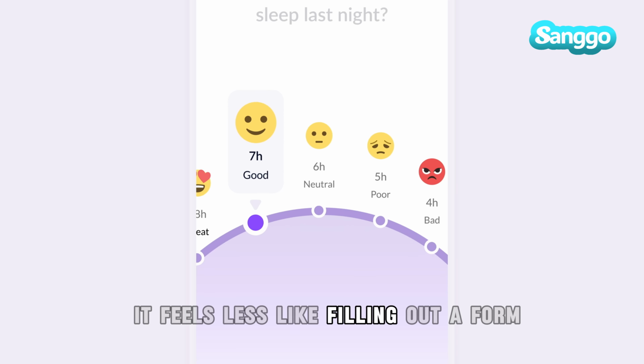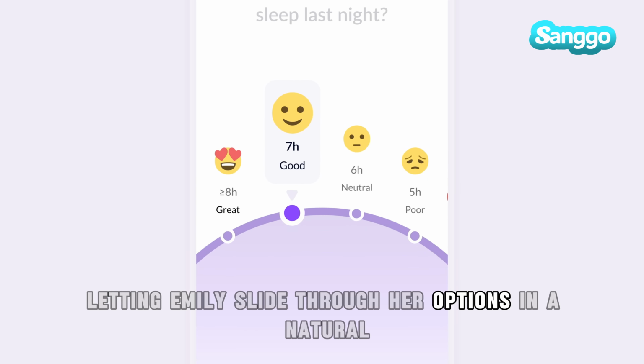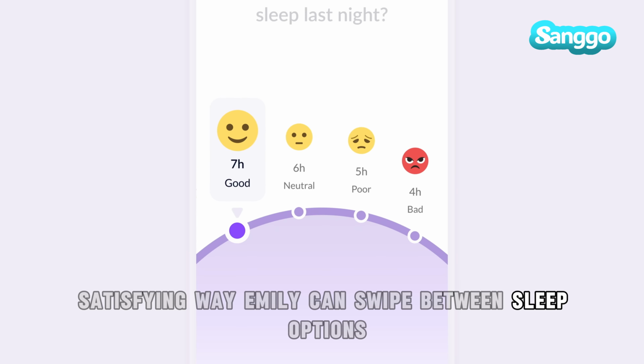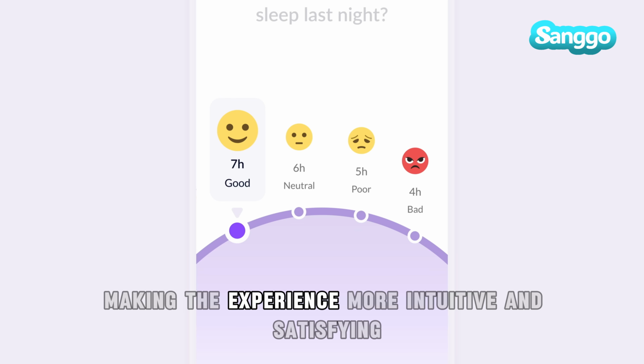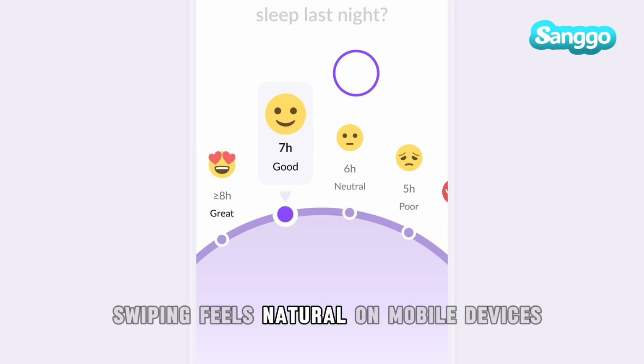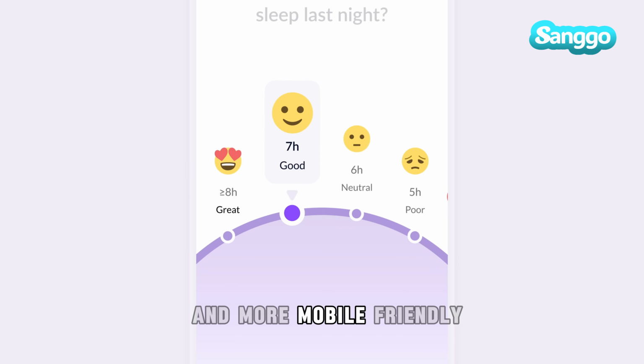It feels less like filling out a form and more like a journey, letting Emily slide through her options in a natural, satisfying way. Emily can swipe between sleep options, making the experience more intuitive and satisfying than clicking a button. Swiping feels natural on mobile devices, making the interaction smoother and more mobile-friendly.